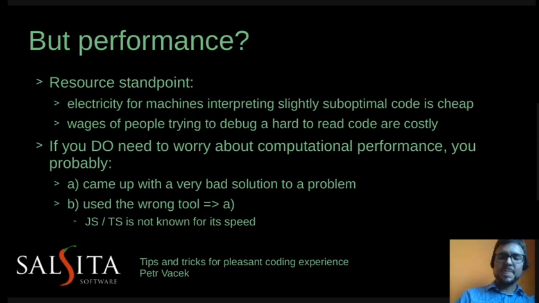Now you might ask, but what about performance? If we do the changes that you've just suggested, maybe it wouldn't be so optimal. Well, the argument is pretty easy. It's the resource standpoint. Electricity for machines interpreting slightly suboptimal code is cheap. However, the wages of people trying to debug hard-to-read code are pretty costly. So I think that if you do need to worry about computational performance, you probably A, came up with a very bad solution to a problem, or B, used the wrong tool, which is pretty much the same. You came up with a very bad solution to a problem. You should probably realize that JavaScript and TypeScript is not known for its speed in particular. There are other advantages to this language. So you might think a little bit about that.